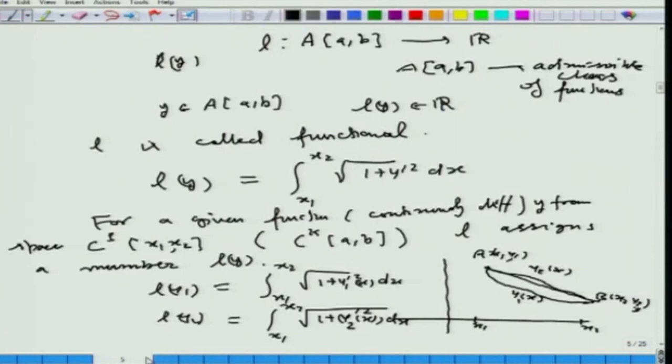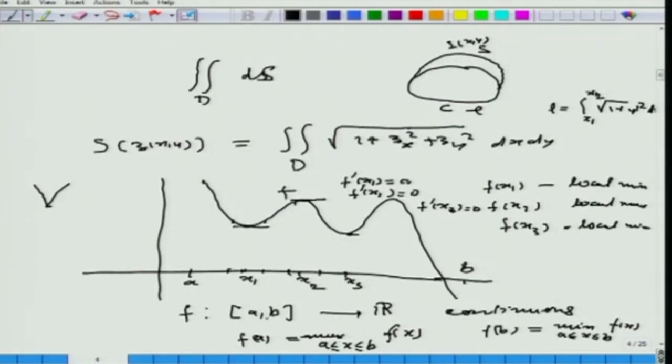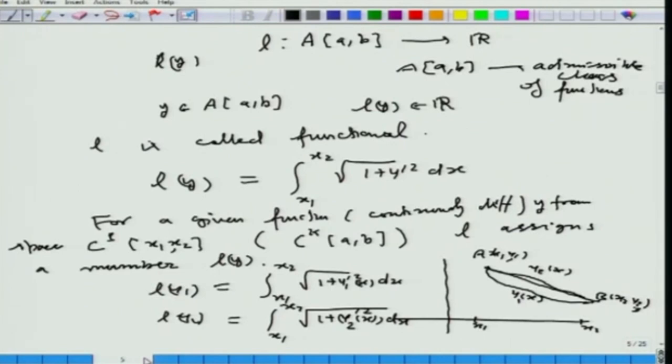Then here we define the concept of functional. In the case of a function, a function assigns a number in this interval a b to a number in the real line R, whereas in the functional case, this functional L assigns a number to a given function in the class of admissible functions, like y belonging to the admissible class over the interval a comma b.